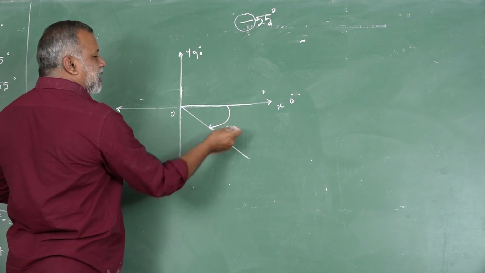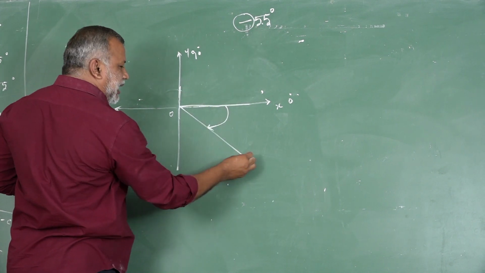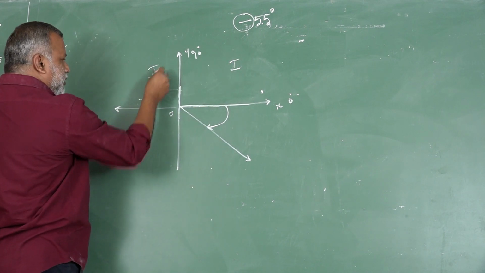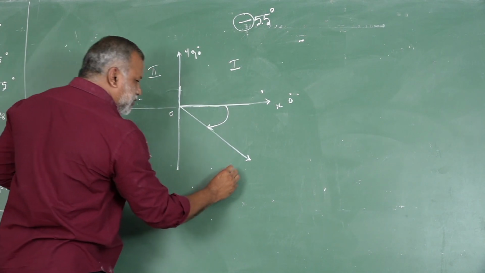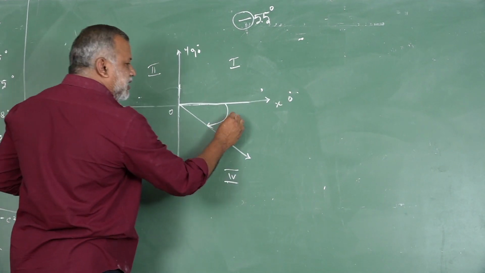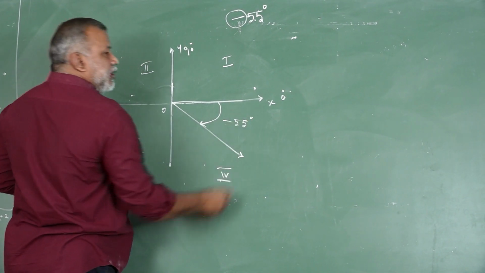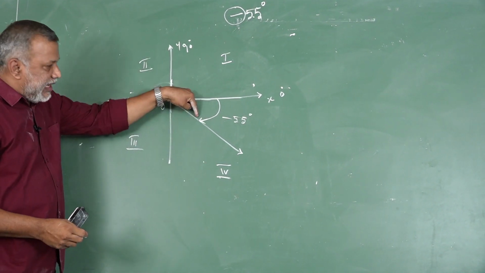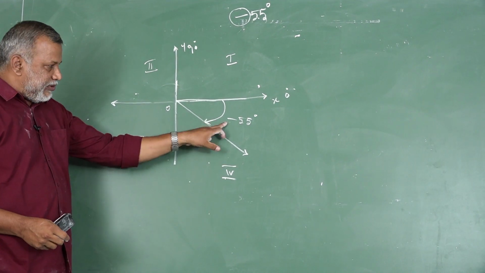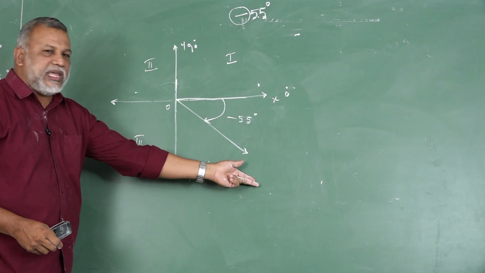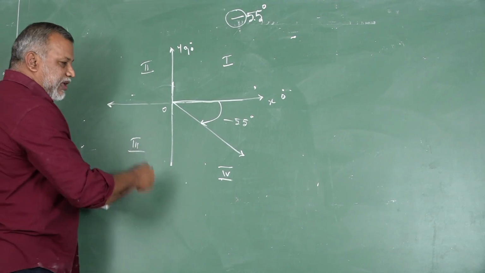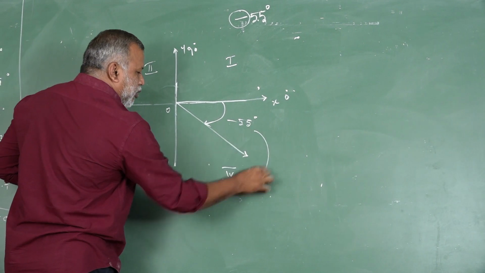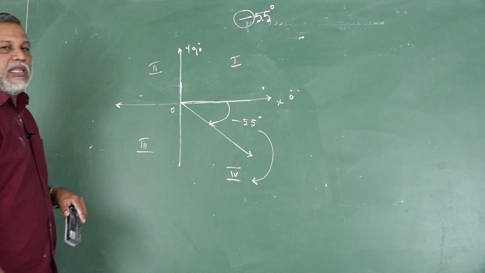This is negative theta. 55 degree lies in which quadrant? See here, it is first one, second one, third, this is fourth one. So minus 55 degree lies in the fourth quadrant. It is nothing but the negative direction of the first quadrant. Negative direction 55 lies in the first quadrant, but when we count 1, 2, 3, 4, it lies in the fourth quadrant. Minus 55 degree lies in the fourth quadrant.